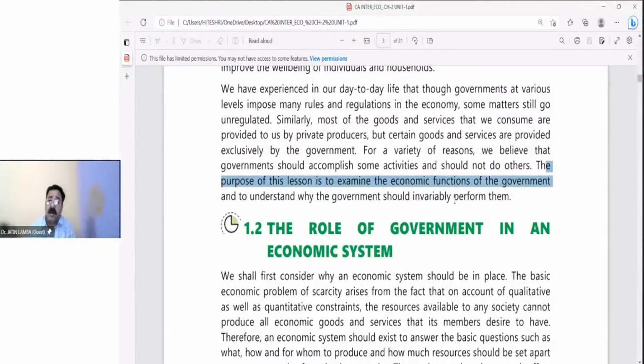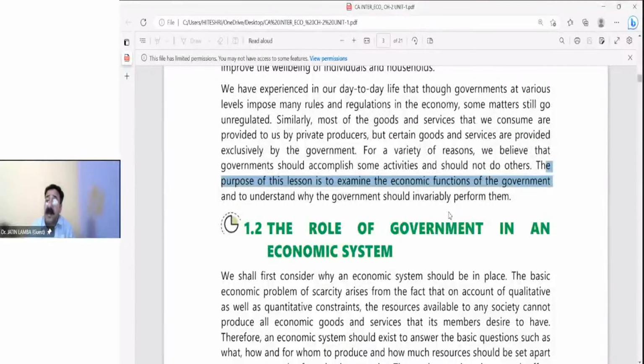Some matters still go unregulated, where no action, no laws are taken by the government. Similarly, most of the goods and services that we consume are provided to us by the private sector, है ना? Where the private sector is working in the economy, they decide the price of their product. So there is no interference of the government, but it doesn't mean free market economy. You have learned about that. You have read about that. Free market economies are the economies where the government doesn't interfere in the operations of the market forces of demand and supply.